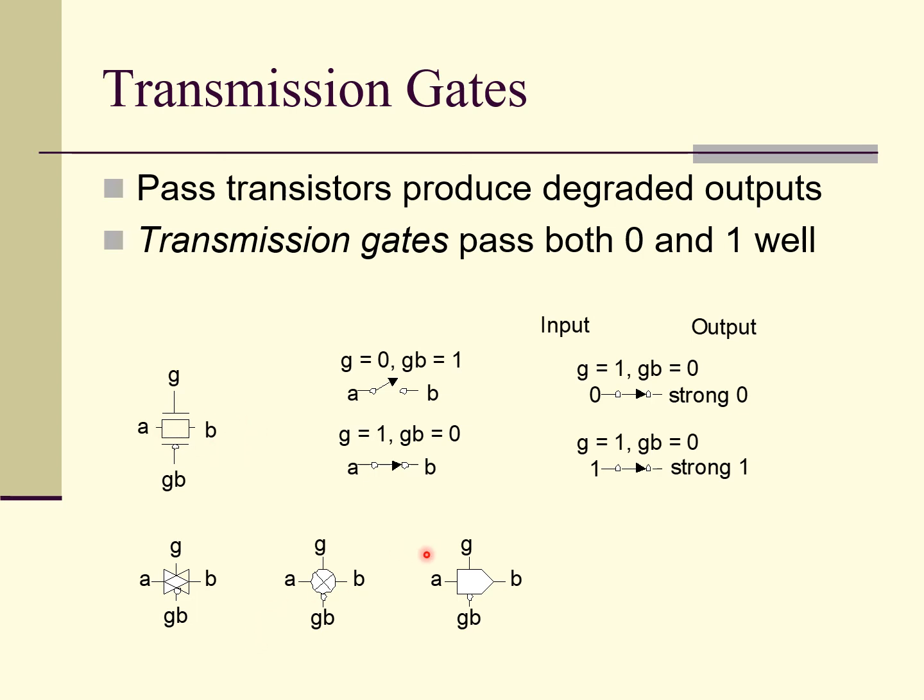So what are these three symbols here? There are three other ways to draw the symbol for transmission gates, but the easiest way to draw is the first one we had here.